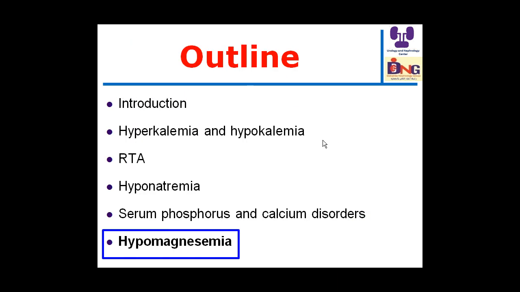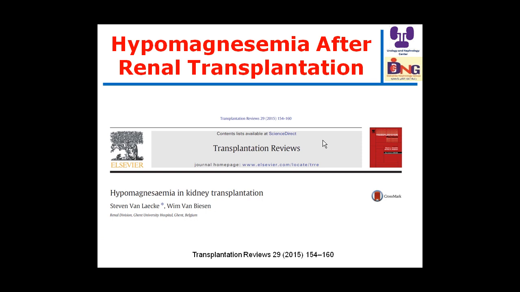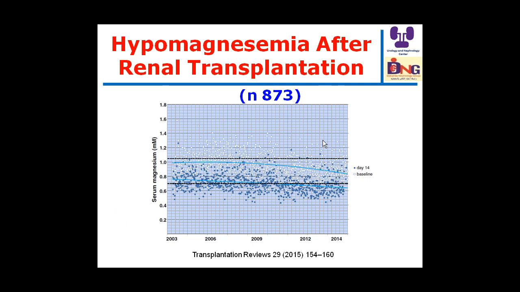The last sector of this presentation is hypomagnesemia. Is it common after transplantation? One of the most interesting reviews discussing the issue of hypomagnesemia after transplantation is this review. As you see here, for this number of patients after transplantation, the white squares reflect the value of magnesium before transplantation, and the blue squares reflect the value within 2 weeks after transplantation. What they observed is that after transplantation, the tendency for hypomagnesemia is common in these patients.